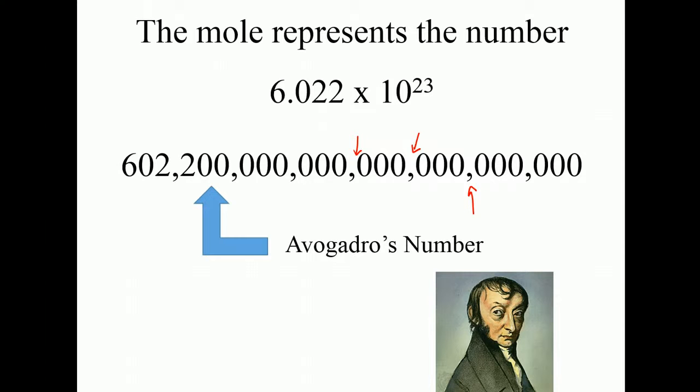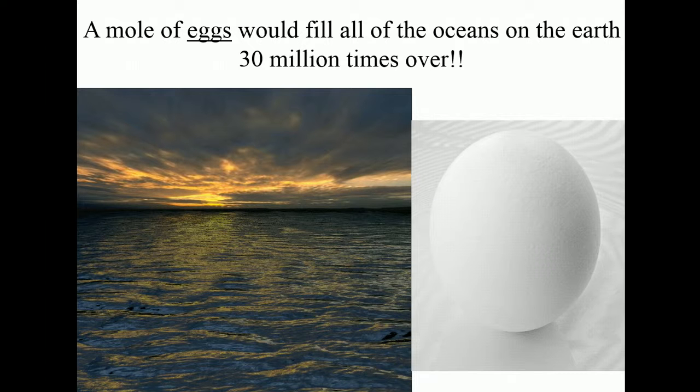This number is also known as Avogadro's number, named for the Italian chemist Amedeo Avogadro. It looks kind of creepy if you ask me. But you should know it as Avogadro's number. It's a little quicker than saying 6.022 times 10 to the 23rd. Now just some common examples for you to illustrate how big Avogadro's number is. If you had a mole of eggs, 6.022 times 10 to the 23rd eggs, they would fill all of the oceans on Earth 30 million times over.